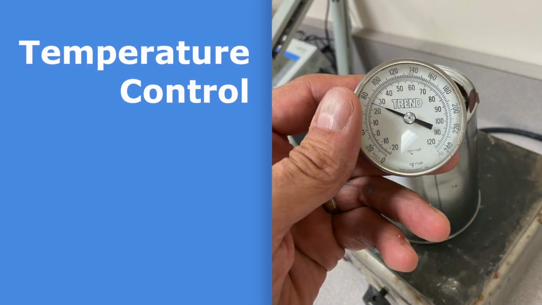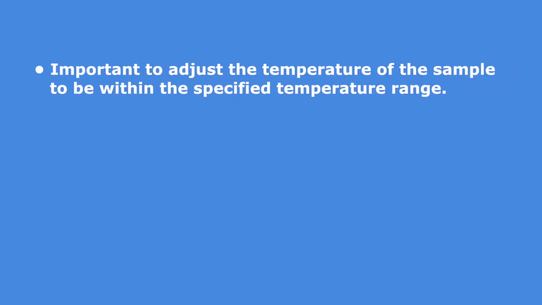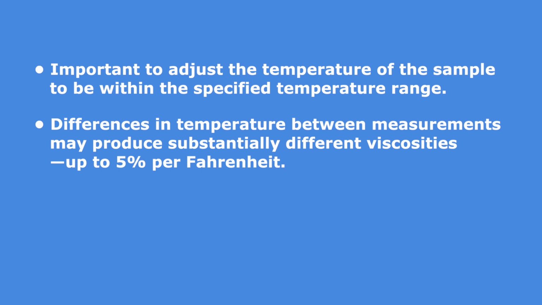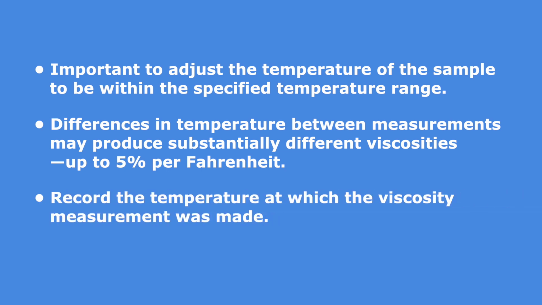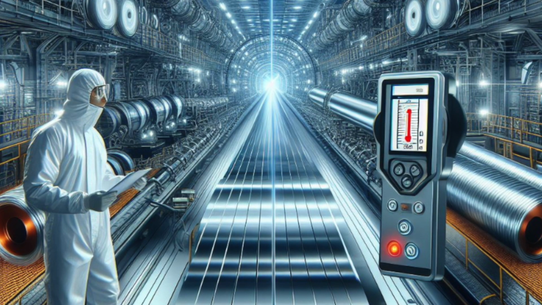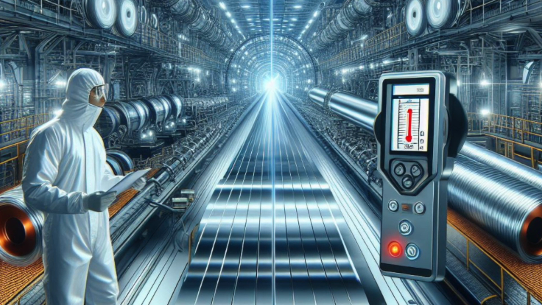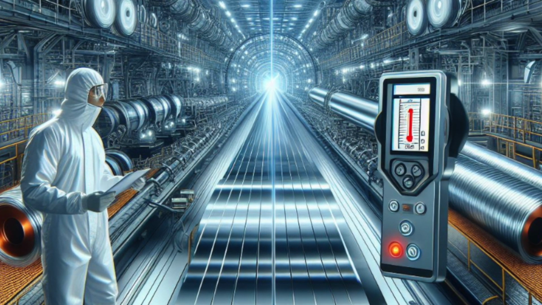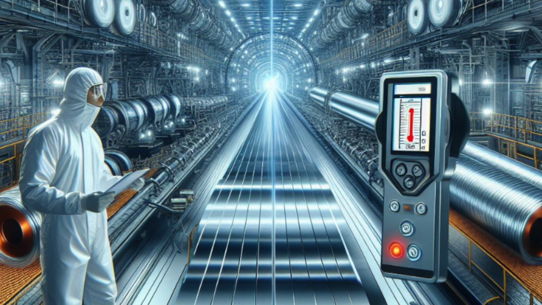Before taking a Zahn Cup measurement, it is important to adjust the temperature of the sample to be within the specified temperature range. The viscosity of paints and related materials may be highly dependent on temperature. Differences in temperature between measurements may produce substantially different viscosities, up to 5% per degree Fahrenheit. On a coil coating line, it may not be possible to make a temperature adjustment, so it is important to record the temperature at which the viscosity measurement was made.